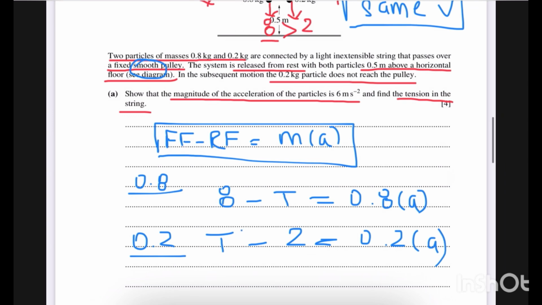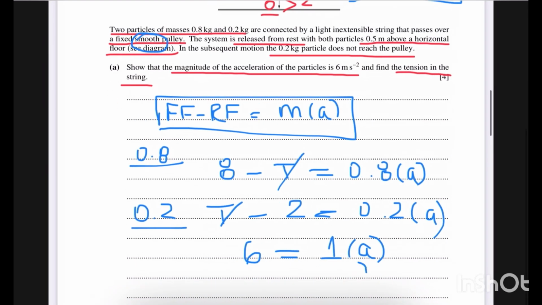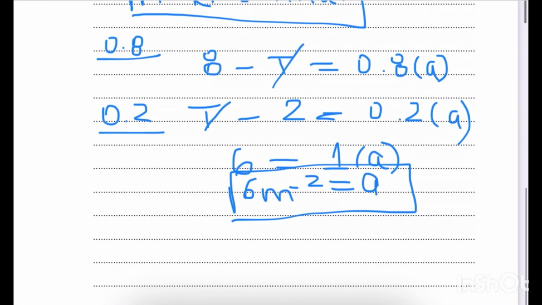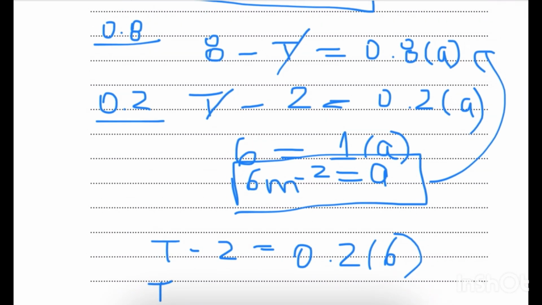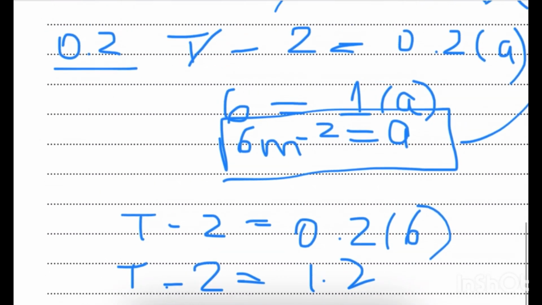So this plus T and minus T cancel out. 8 minus 2 will be 6, and 0.2 plus 0.8 will be equal to 1, times a. So that proves that acceleration is equal to 6 meters per second squared. And then for the tension, we can just substitute this value of a back into any of these two equations. We'll use the second one. So T minus 2 equals 0.2 times 6. That means T minus 2 is equal to 1.2, making the tension equal to 3.2 newtons.